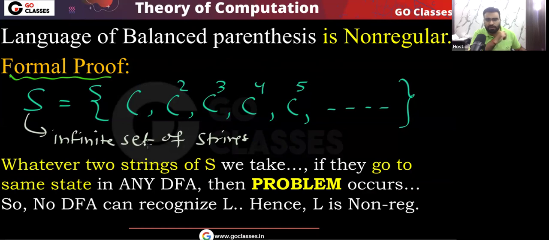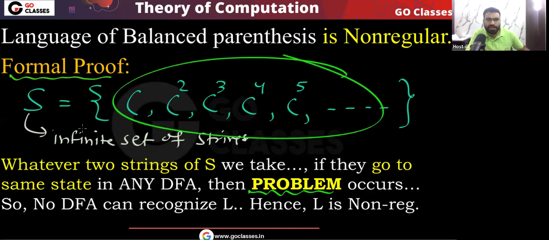Now let me tell you what I will do. I will prove that whatever two strings you take from this set, if they go to the same state in the DFA, then a problem will happen. This is what we will prove. Whatever two strings from this set S you take, if they go to the same state in any DFA, then a problem will happen. So there is no DFA that will recognize this language, and the language will be non-regular.